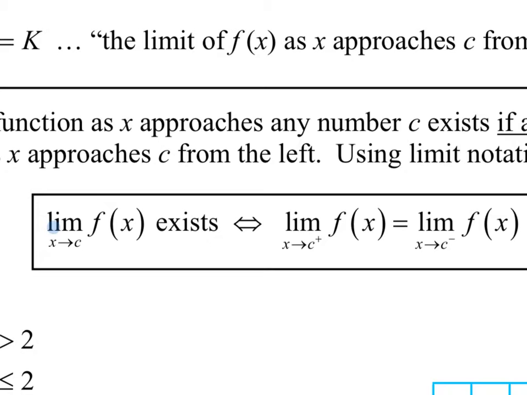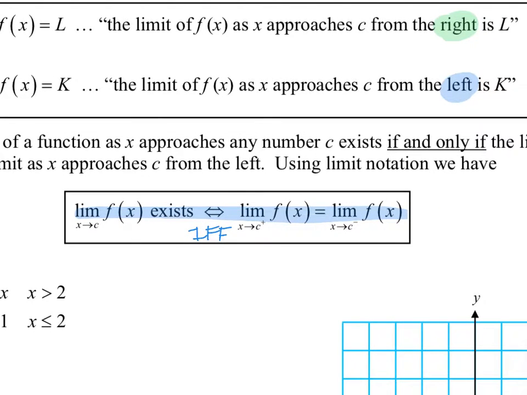This is a key concept. And this is if and only if. So if they both don't equal the same thing, then that limit doesn't exist. No ands, ifs, or buts. The limit needs to equal the same thing.